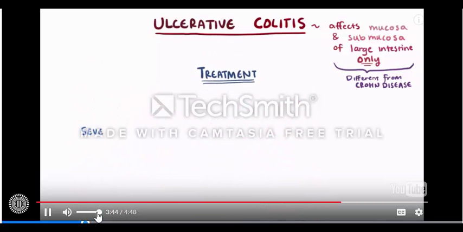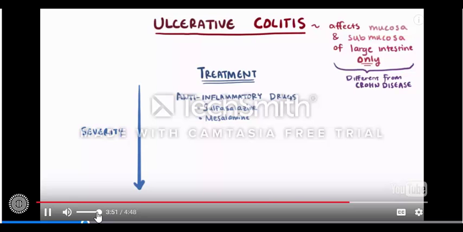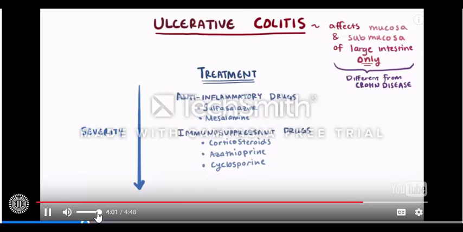Treatment for ulcerative colitis depends on the severity of symptoms. Often anti-inflammatory medications are given, like sulfasalazine or mesalamine. In more severe cases, though, drugs that suppress the immune system, like corticosteroids, azathioprine, or cyclosporine, might be prescribed.